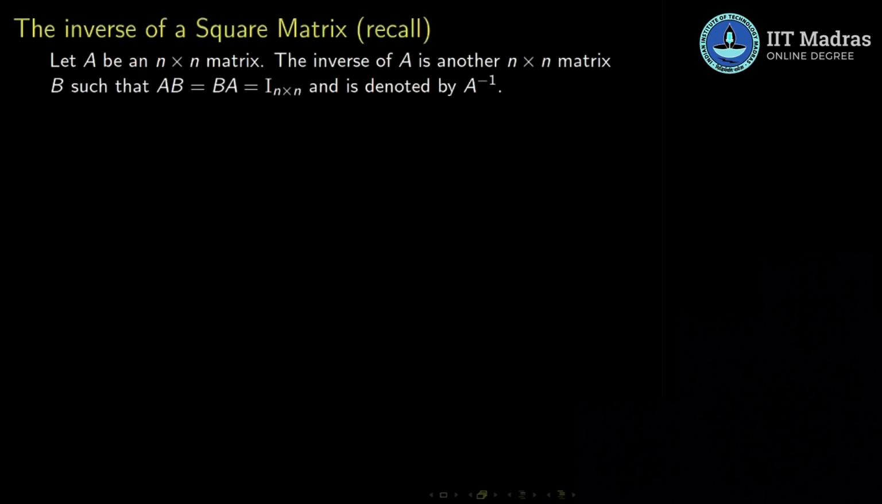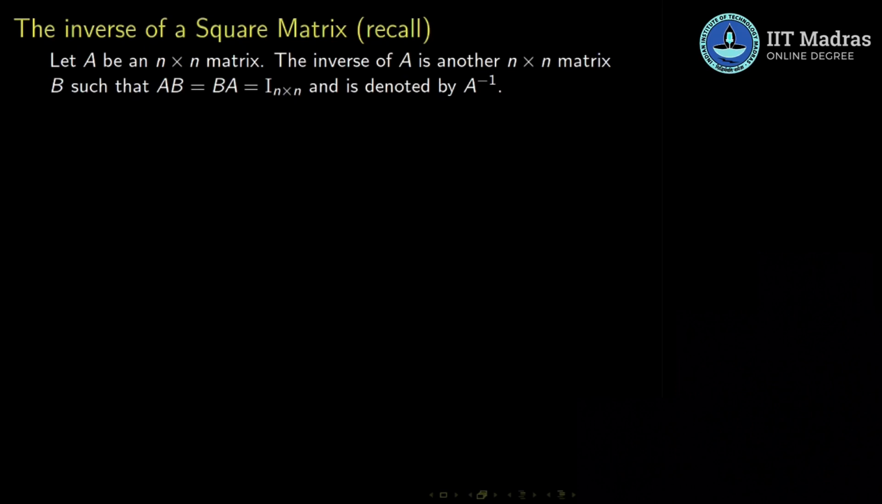Let us recall what the inverse of a square matrix is. If you have an n by n matrix A, then the inverse of A is another n by n matrix B such that A times B equals B times A equals the identity. B has to be n by n, otherwise this multiplication on both sides is not defined, as the number of columns of the first matrix has to be the same as the number of rows of the second matrix in order for them to be multiplied. That forces B to have the same number of rows and columns as A if this identity is to be satisfied. Recall of course that the identity matrix is the diagonal matrix with all ones. The inverse is denoted by A inverse.